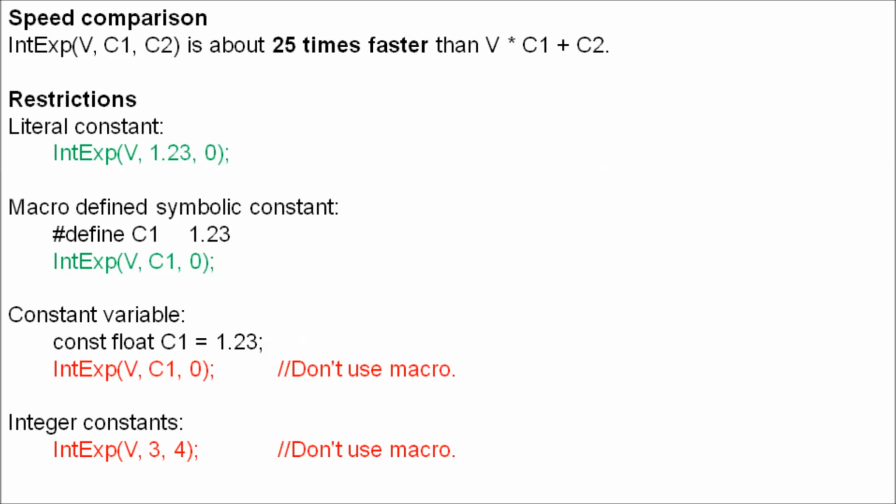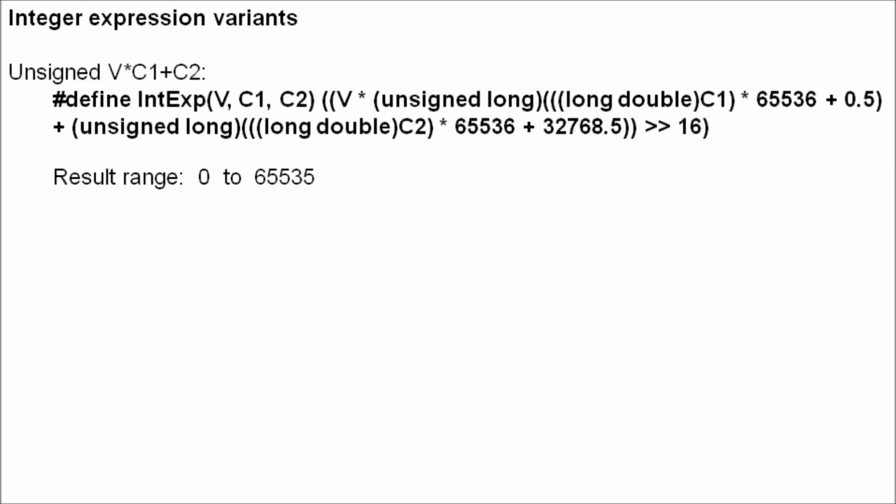The integer expression macro shown here is for general purpose use. It accepts signed parameters and produces a result in the type int range. But there are many variants of the integer expression that can be created. Here are a few of them. This is an unsigned variant and can produce a result in the range 0 to 65535.